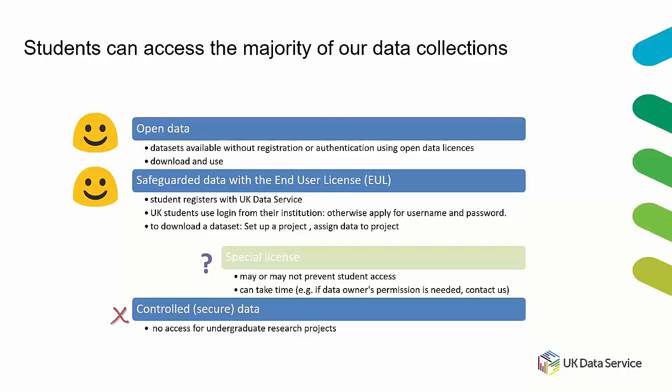And then finally, the other type of access condition that you might find is controlled data. This relates to data where it becomes more likely that participants in the study could be identified. For this reason, access to controlled data is limited and it's not available to undergraduate students doing research projects.